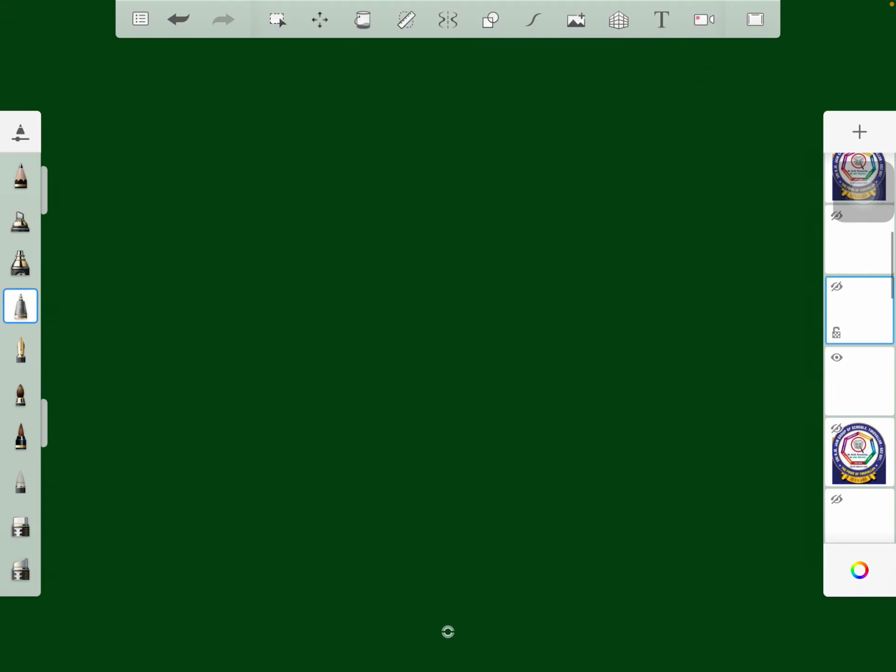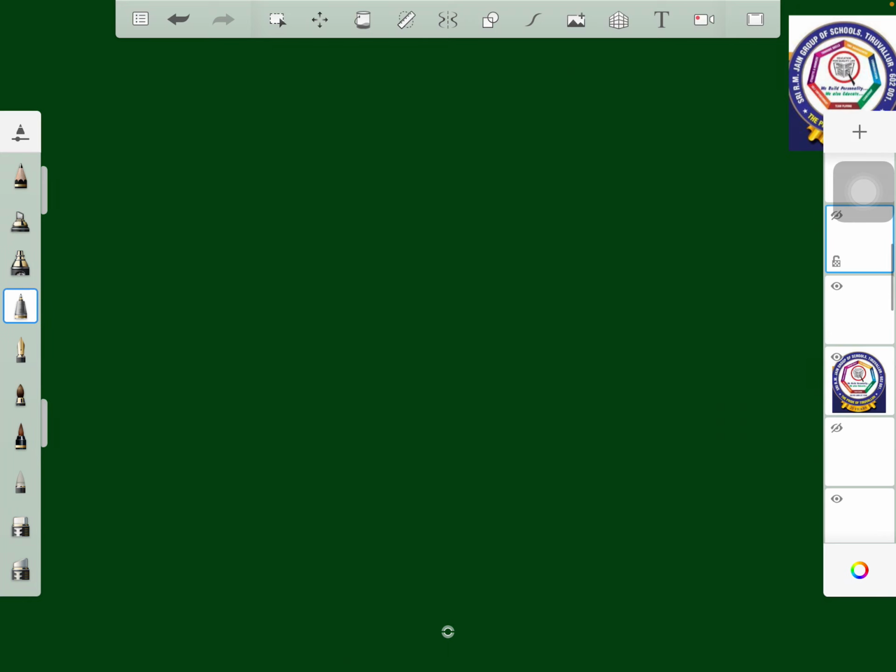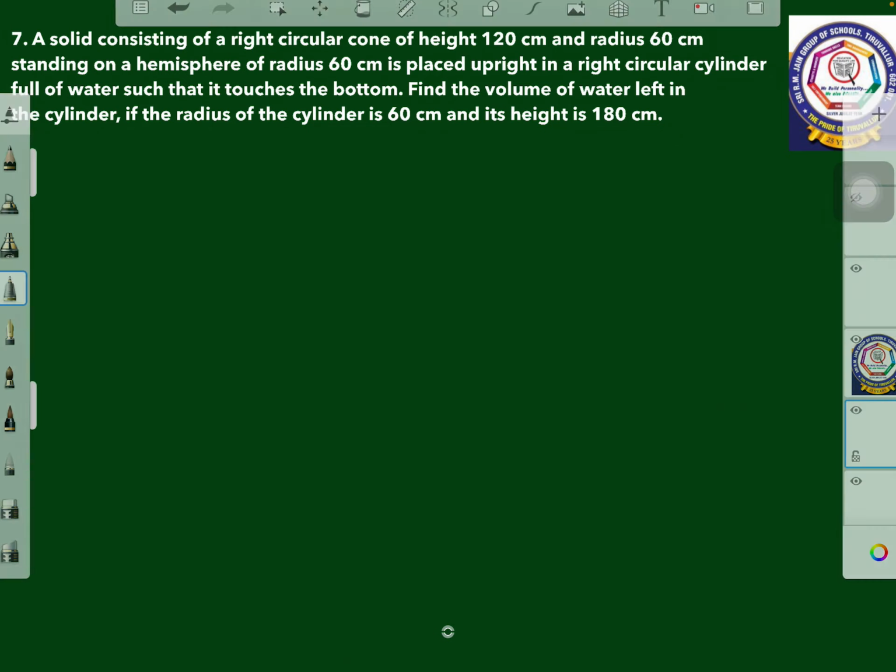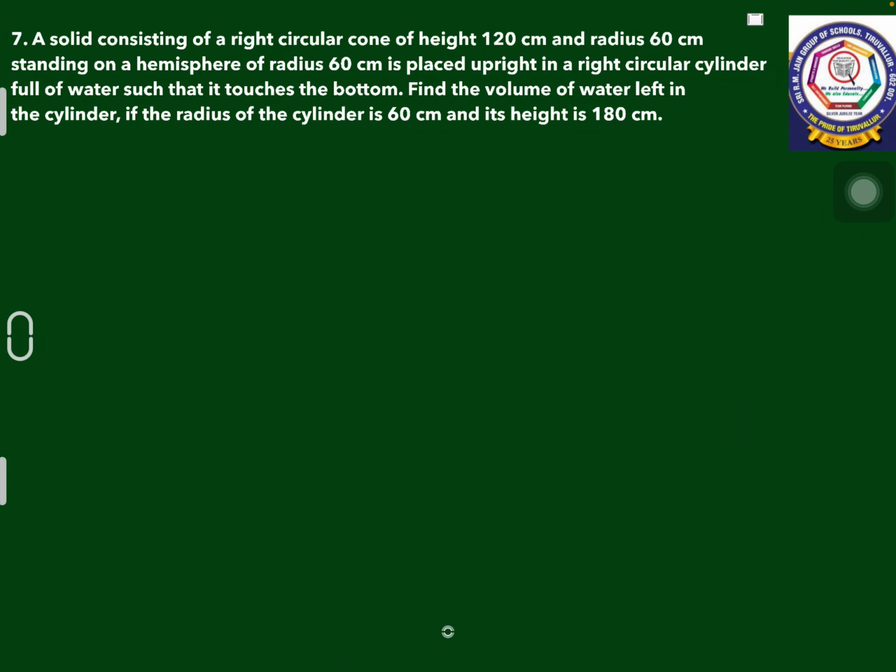Let us move on to the next question. A solid consisting of a right circular cone of height 120 centimeter and radius 60 centimeter standing on a hemisphere of radius 60 centimeter is placed upright in a right circular cylinder full of water such that it touches the bottom. Find the volume of water left in the cylinder if the radius of the cylinder is 60 centimeter and its height is 180 centimeter.